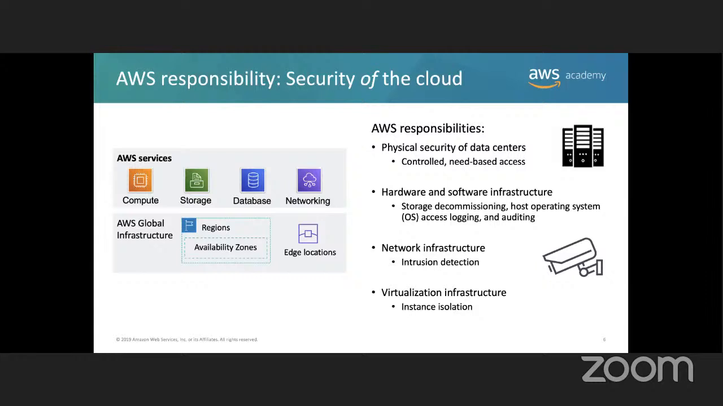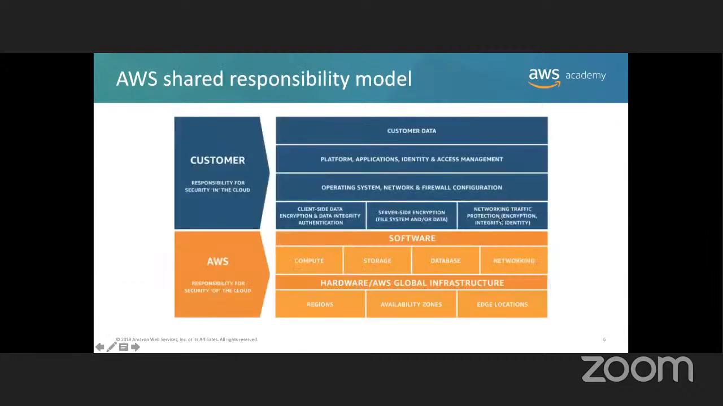AWS makes sure that the network doesn't have any intrusion, anything abnormal, right? If it is in the cloud, guys, if it is in the cloud, it's your responsibility, as we saw here in the model. Okay, it says here networking. That's your responsibility, right?